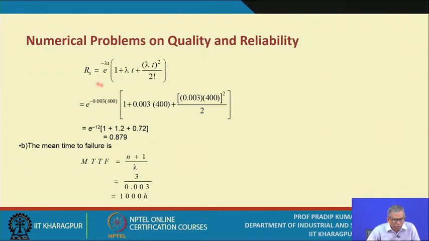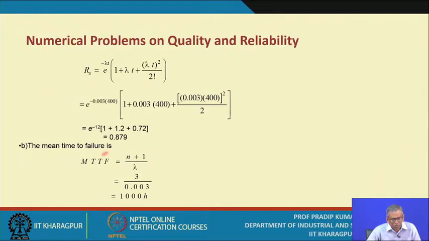So now you have all this data, the lambda value is known, t is given as 400 hours. So ultimately you get a value of 0.879. Now what is the mean time to failure? That is, we already have this expression, that is n plus 1 by lambda. Now how do you get this expression? So this is another problem I set.